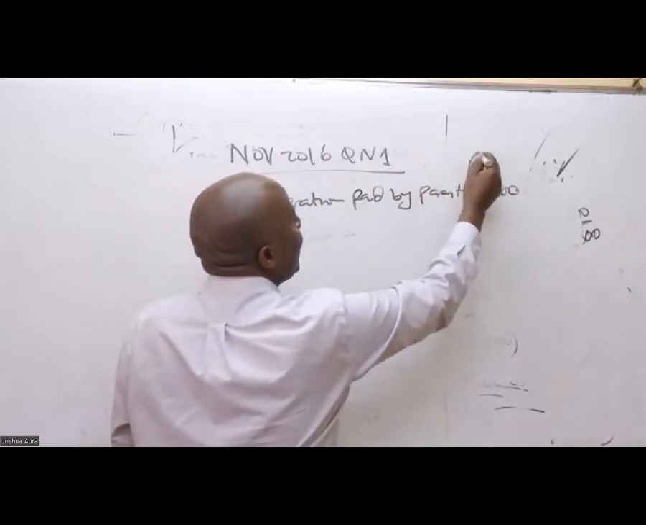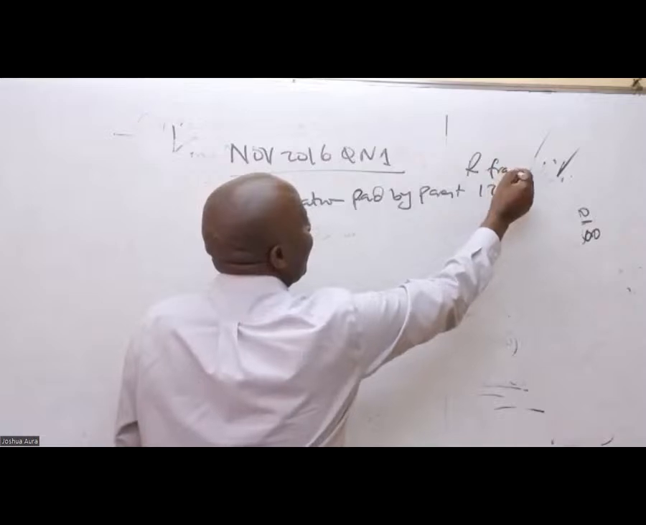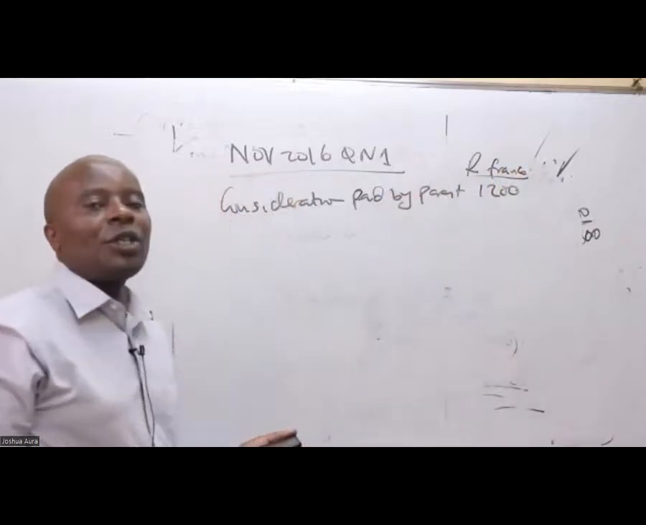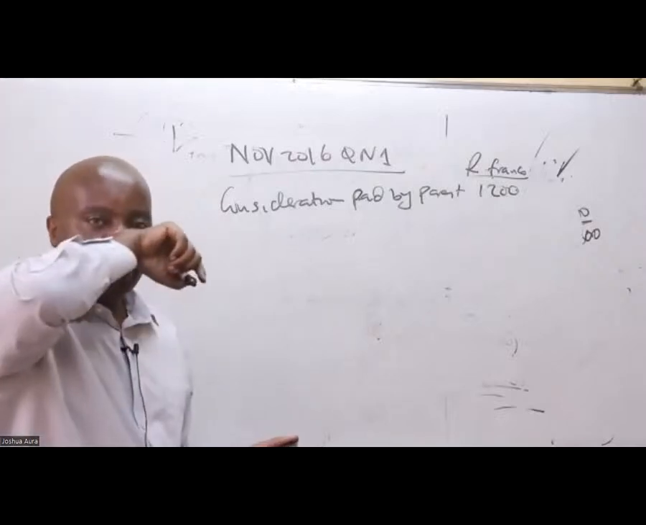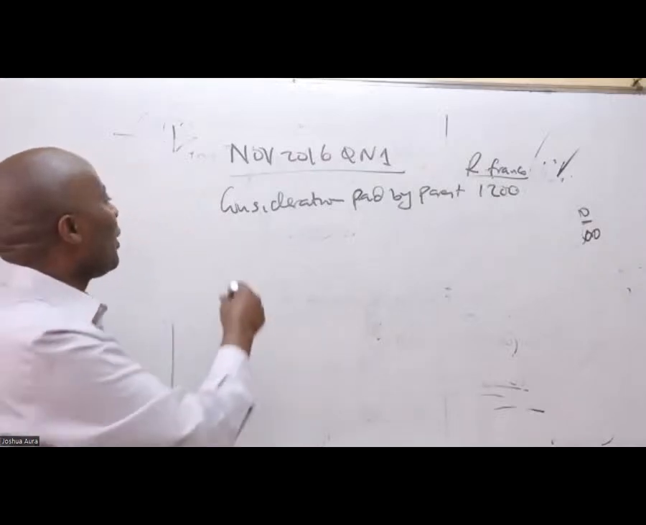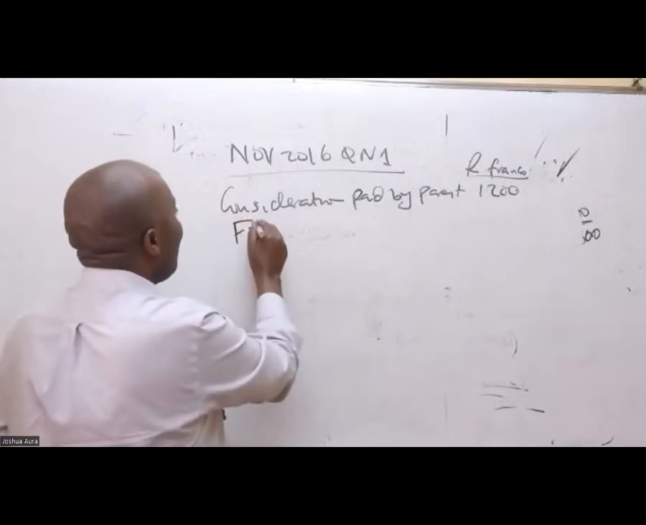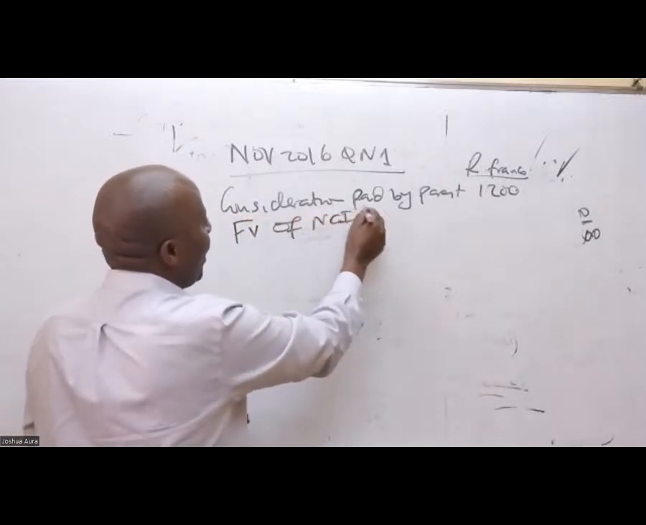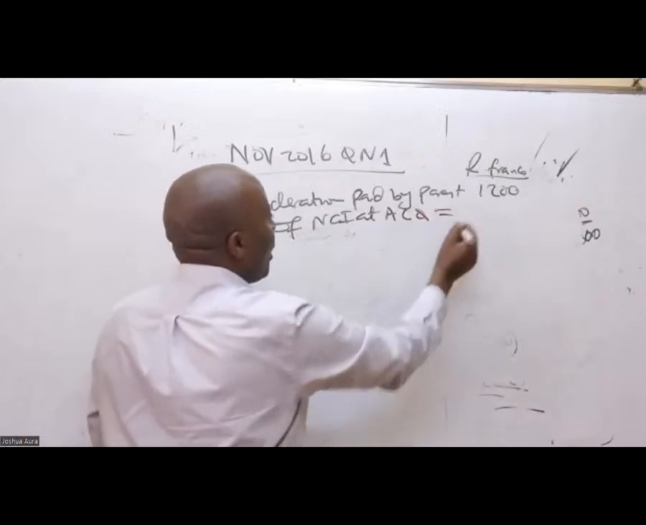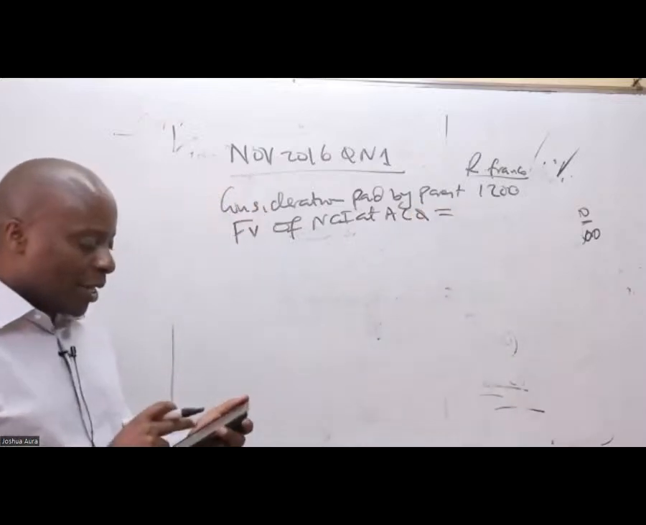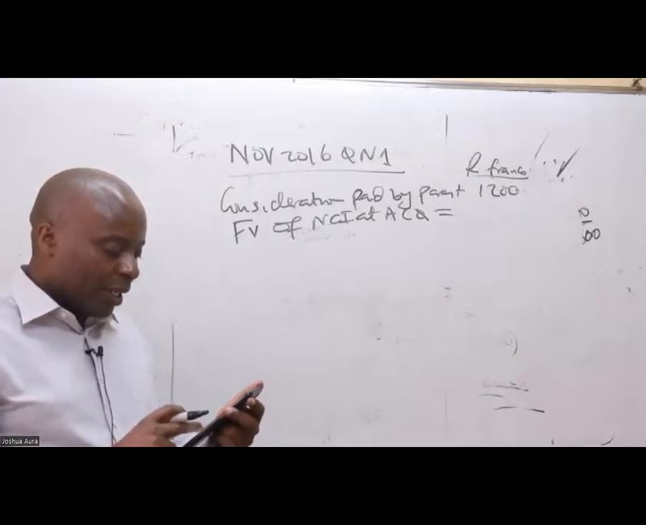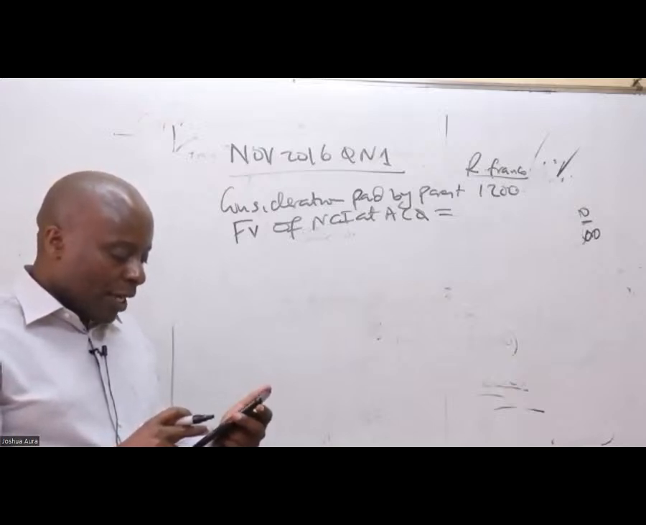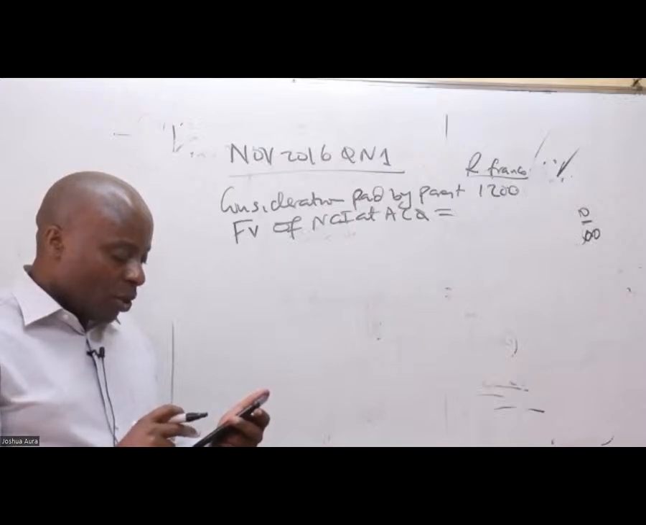Kumbuka hapa hii lazima ikuwe in terms of Rwanda francs. Kama unakumbuka tulisema goodwill is normally computed on the basis of the currency of that foreign country. So unakuja unatafutilia hapo straight away fair value of NCI at acquisition. Have they given us fair value of NCI at acquisition?